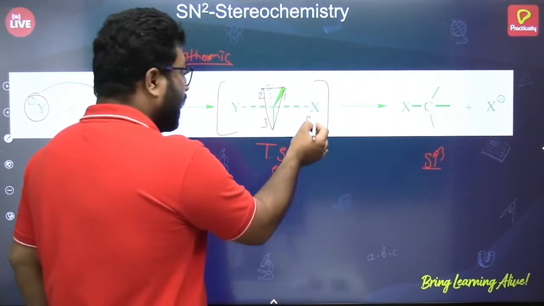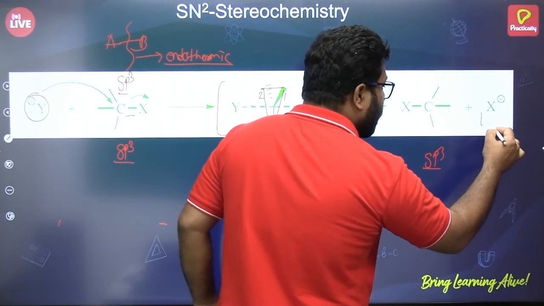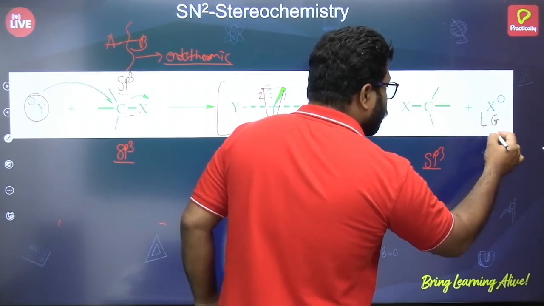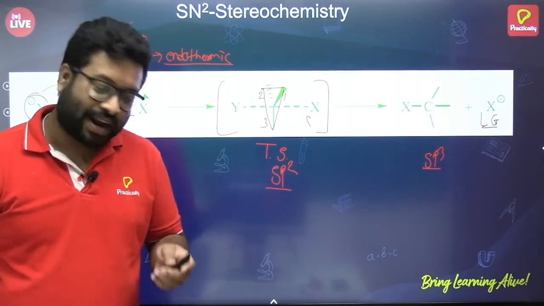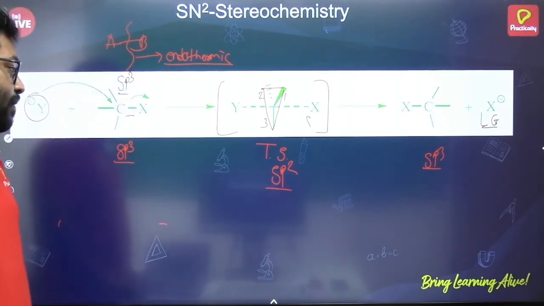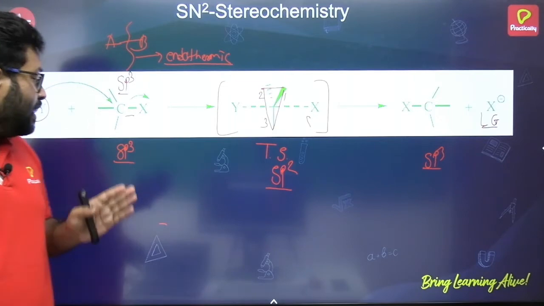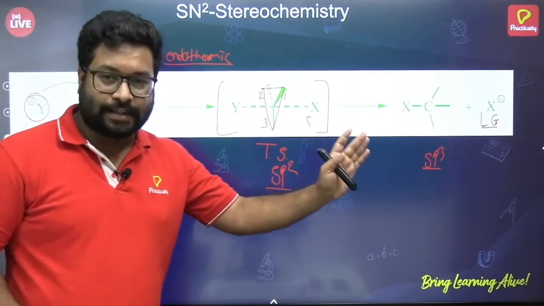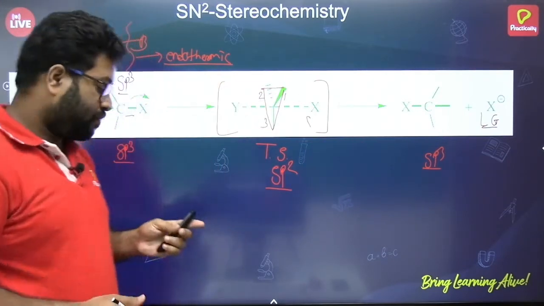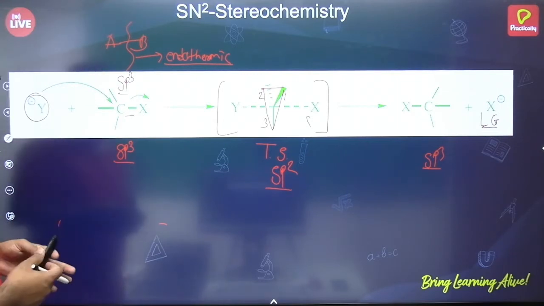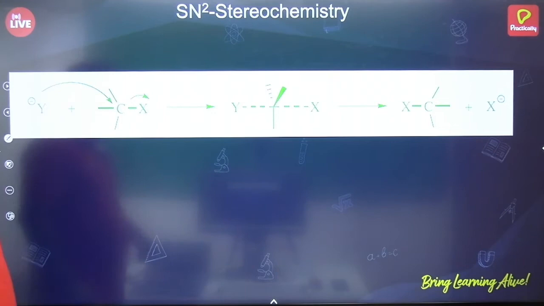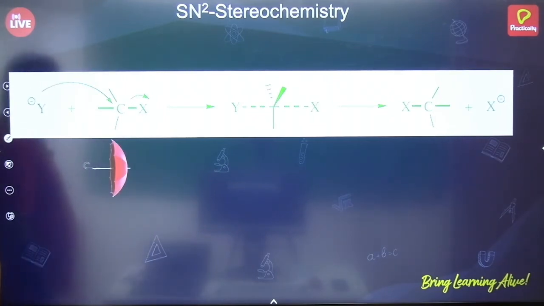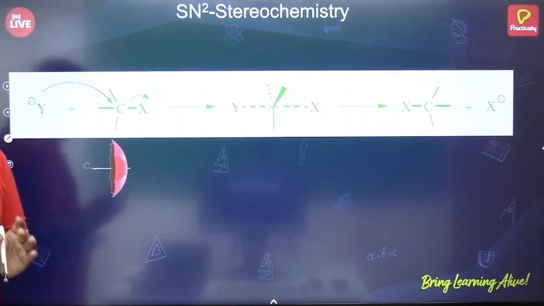Now the nucleophile X, this X now becomes your Lg. What is this Lg? Lg is your leaving group. Okay, so whatever I have written, I hope you have understood it: sp3, sp2, again sp3. Now let me show you one more thing here. Now I'm going to tell you the stereochemistry.